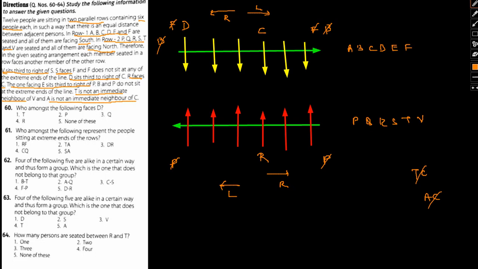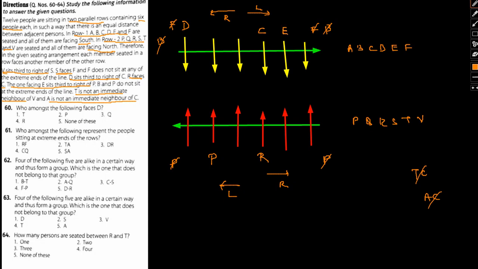The one facing E sits third to the right of P. Third to the right of P, that is, P cannot be here. So P can either be in this position or in this position, because third to the right of P is actually not possible that way. So let me start off by taking P here first. If this does not work, I'll change the position of P. So P is here. What's given? The one facing E is third to the right of P: first to the right, second to the right, third to the right. So this will be E, CE.